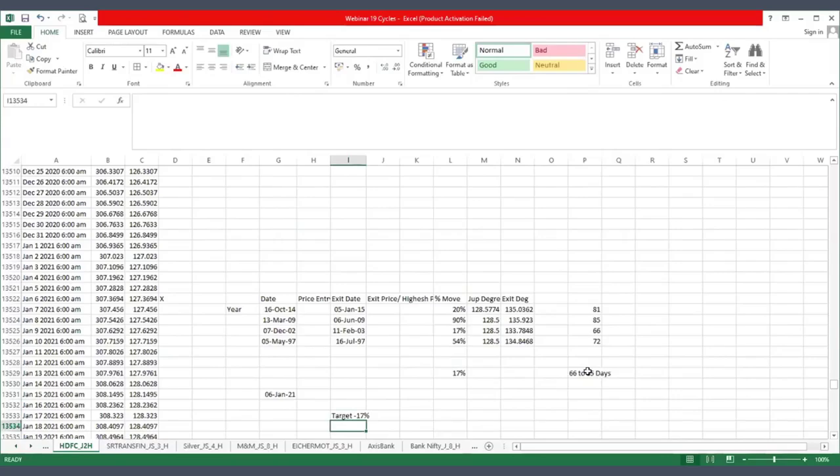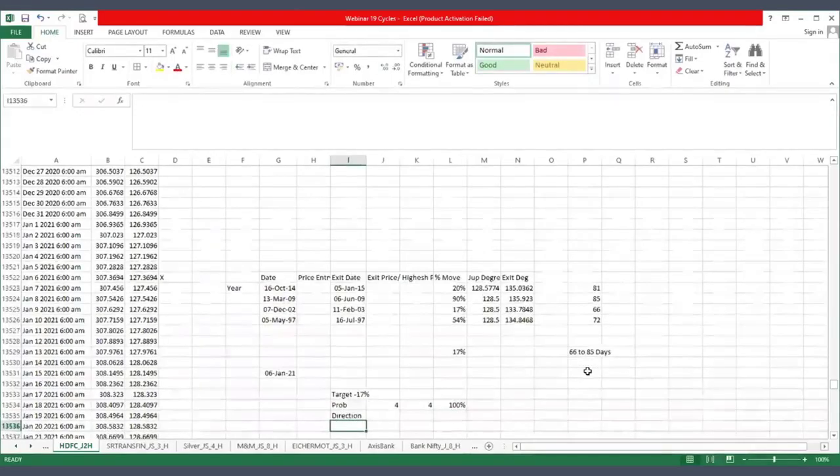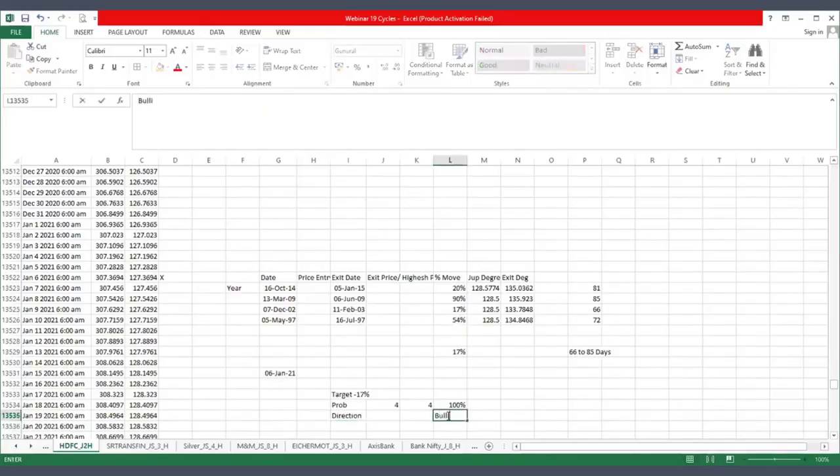What is the probability? It is 4 by 4. 4 cases have been analyzed. All the 4 cases have worked. So it is 100%. What is the direction? Now is the time when we will know what is the direction. We know that all the times it has given bullish moves. So we know that all of these moves are bullish. We will be trading in the bullish direction.